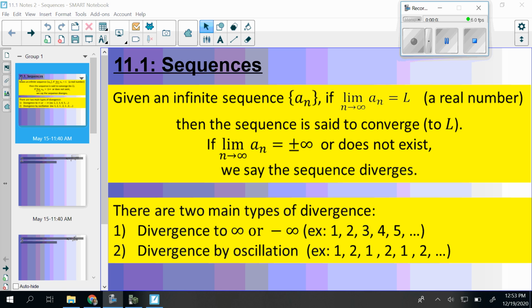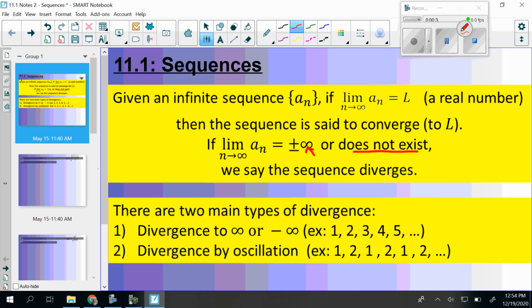Okay, we're going to keep looking at sequences today. Given an infinite sequence where the limit as n goes to infinity of the a sub n term equals L, the real number, then we say that sequence is convergent. The places where you're going to see that that doesn't work, or where you end up with divergent, there's two main types. If your limit ends up going to either positive or negative infinity, then that limit does not exist and it would be divergent. So that would be what we're talking about here.